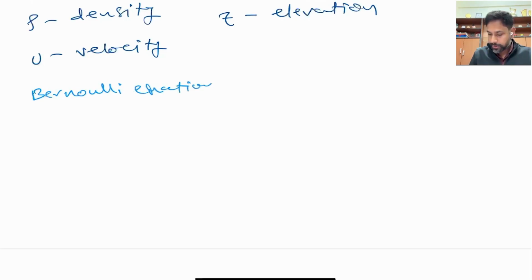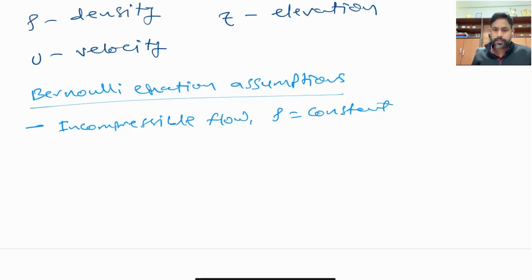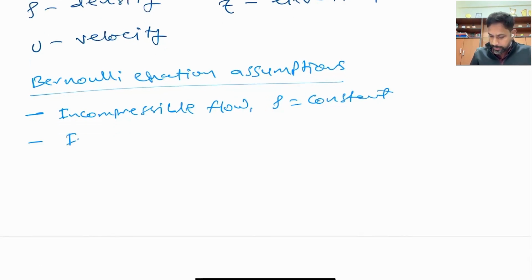Bernoulli equation. Assumptions. First is incompressible flow, such that your rho is constant, or density is constant. Second condition is inviscid flow. So when we say inviscid, we assume mu is almost equal to 0. So effects of viscosity is 0.